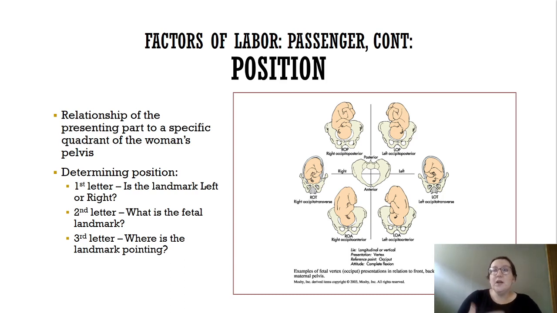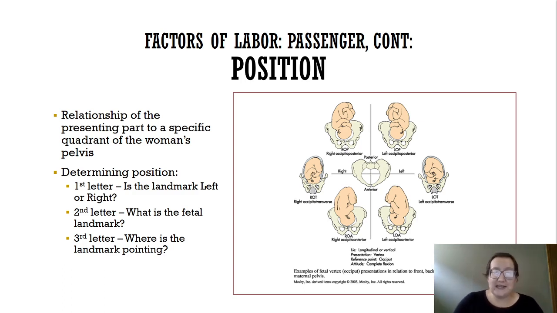Okay? When we're talking about presentation, we're talking about a presenting part to the pelvic inlet. This is a specific part of the pelvis. So just kind of differentiate between the two of those there. Okay? So the first letter defines whether the landmark is left or right. The second letter talks about the fetal landmark, whether we're doing occiput, mentum, sacrum, scapula, or the third letter then defines whether the landmark points anterior, posteriorly, or transverse.